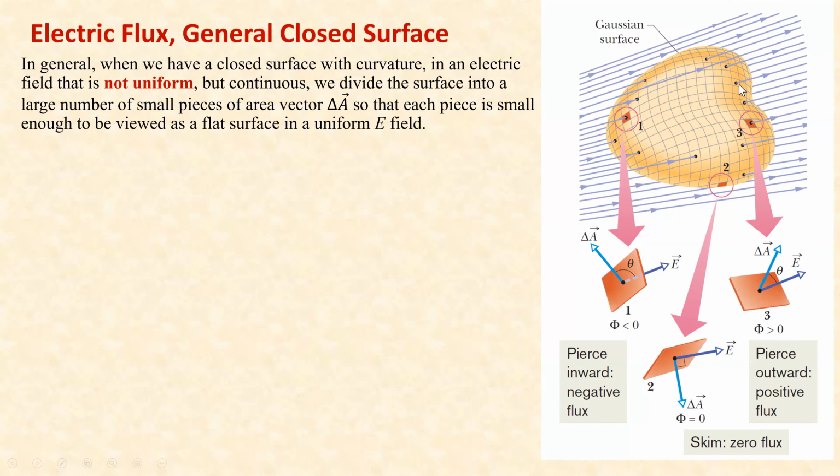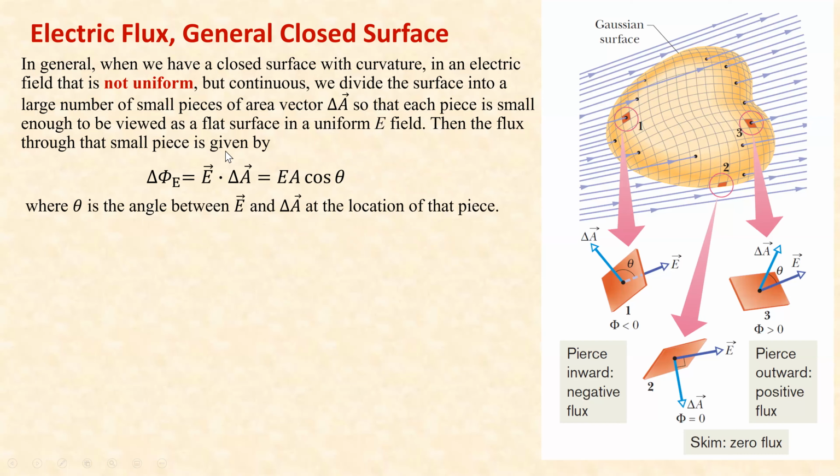Then the flux through each one of these pieces, if you call the area delta A, becomes delta flux of electric field equal to E dot delta A, or dA. So this is the small flux going through each one of these. And of course, this E dot delta A can be positive, can be negative, can be zero, as you see in here.